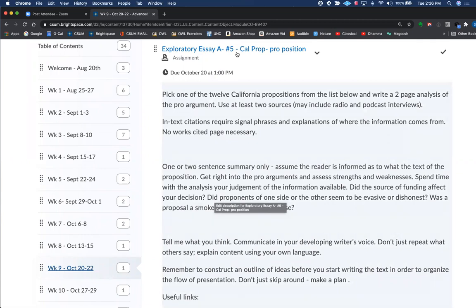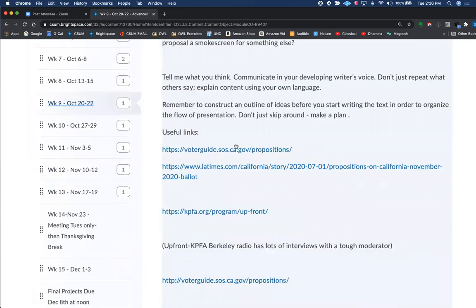Exploratory essay number 5. We have Cal Prop. All of the links that apply right now are here, but I will be posting more links closer to the election because there aren't that many really good interviews right now on KPFA or any other local radio stations, with people advocating for and against and debating these issues.